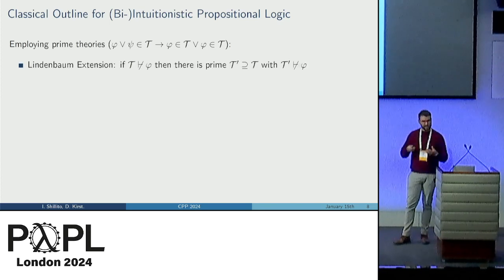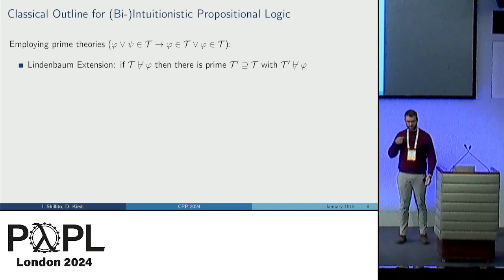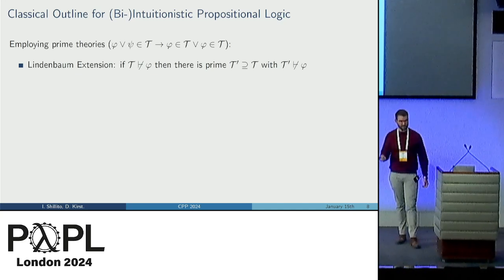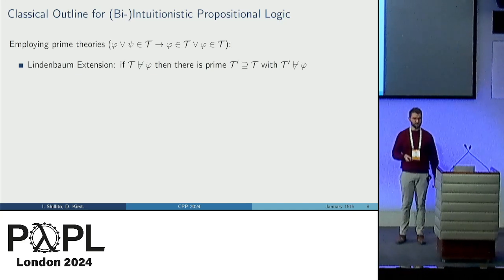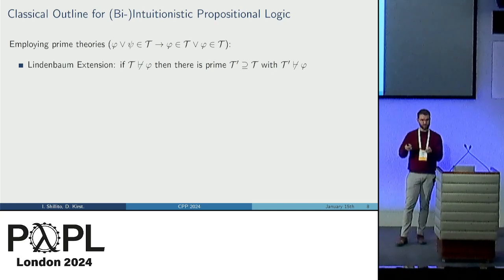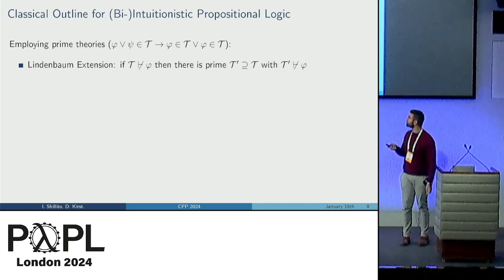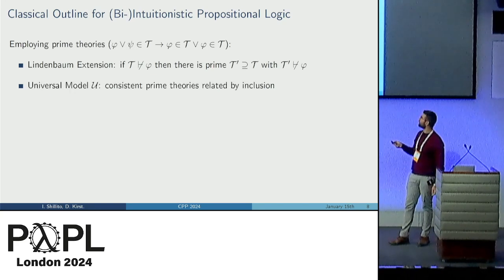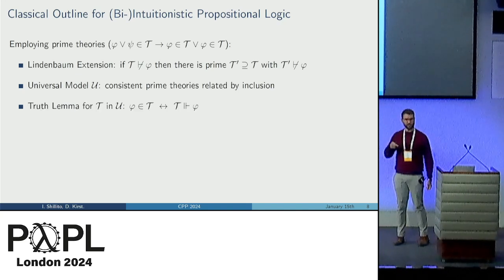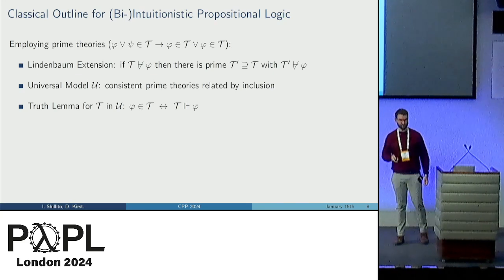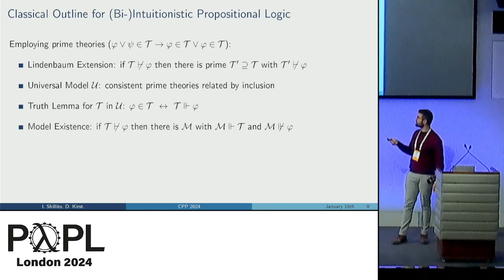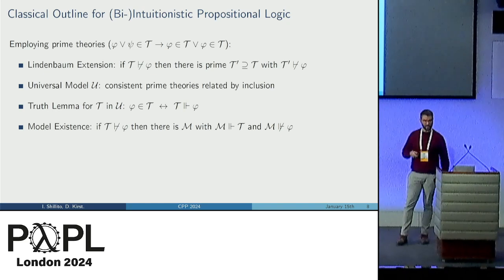Then one technical device is the so-called Lindenbaum extension, that you can take any consistent context and turn it into a world of that model by extending it until it gets prime. You saturate it so that enough disjuncts are contained. Then from this, you show that you can construct this universal model in which the truth lemma holds, which is the coincidence of membership in worlds and forcing at that world. From that, you then derive model existence, so every consistent context has a model, namely the universal model.